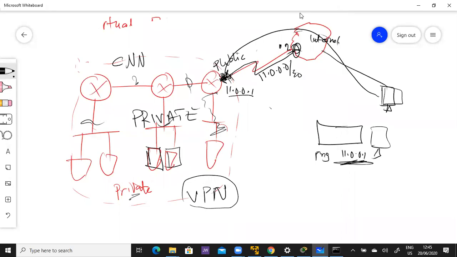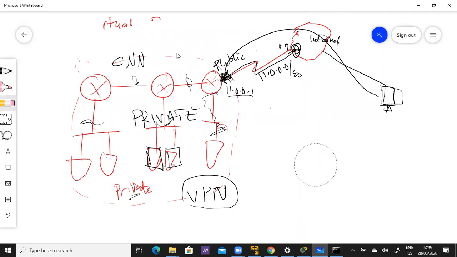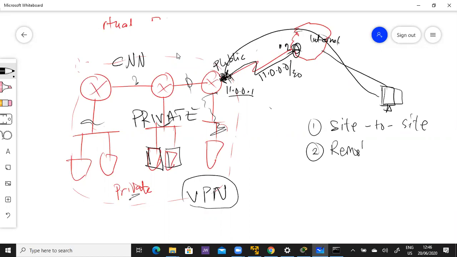We have different types of VPN technologies. You can talk about site-to-site VPN, remote access VPN, SSL VPN. There are more, but these are the popular ones. Today we are going to learn site-to-site VPN.